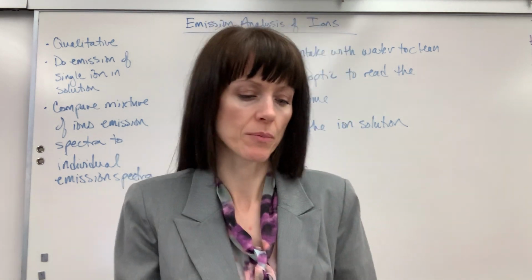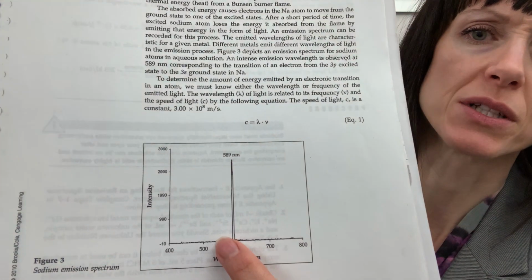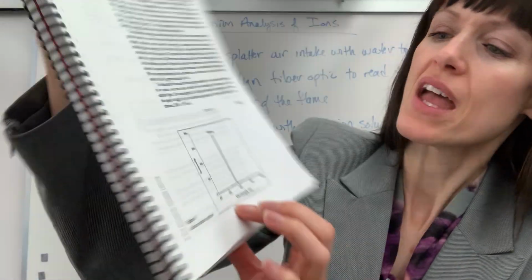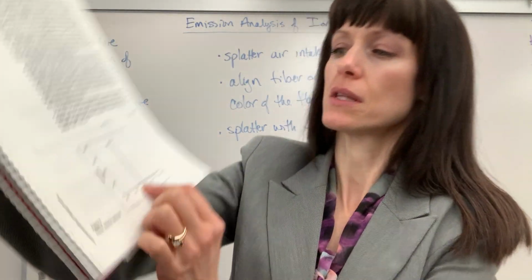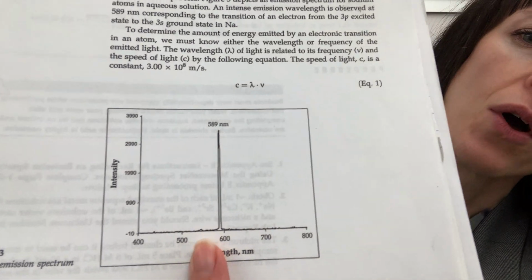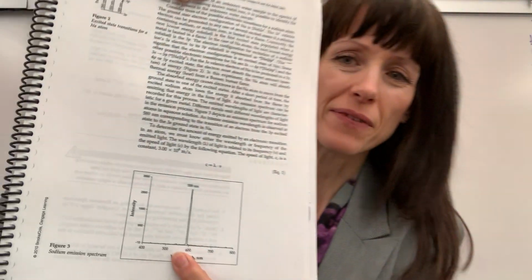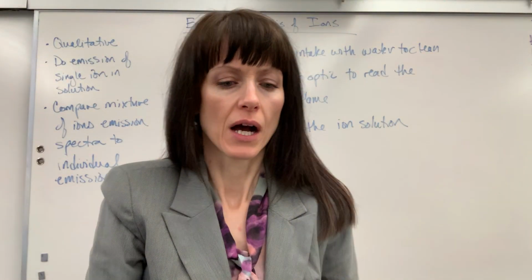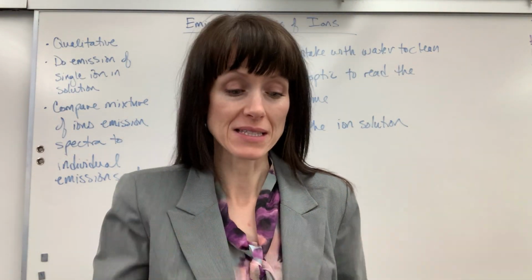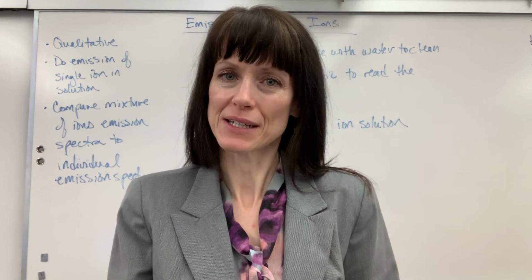Now let me give you an example. That's an example of emission spectra right there. This is sodium, and you can see that sodium has one line at 589 nanometers. That's like a fingerprint. You take any sodium ion, that's the emission spectra that it's going to give.